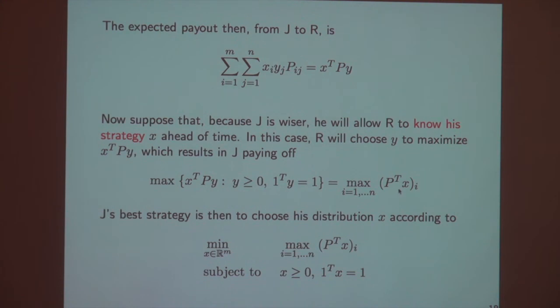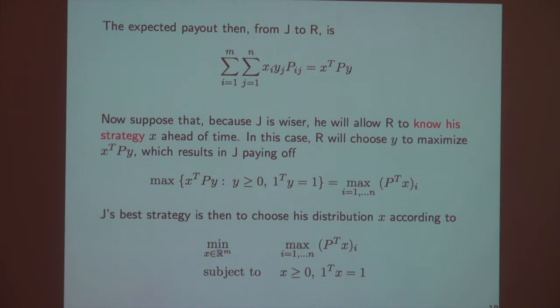This ends up just being: place essentially all of the weight on the largest component of P transpose x. If you were to work out that calculation, that's what it ends up being.